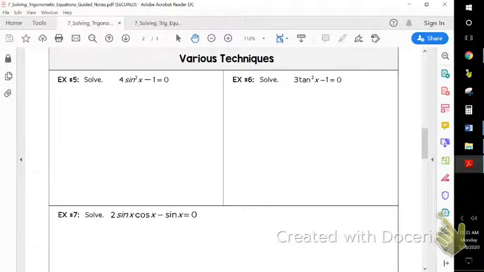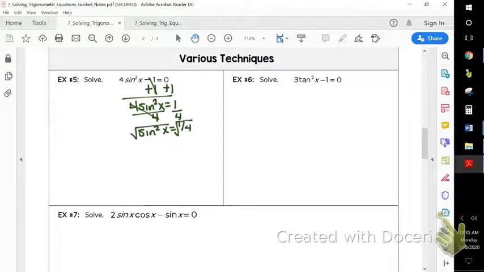So let's look at example 5 here. It says 4 sine squared of x minus 1 equals 0. So we want to get sine of x by itself, but first we need to get that sine squared. So I'm going to move the 1 over, and I'm going to divide by the 4. Now, we can't do anything with our unit circle with sine squared, but we know to get rid of a square, we can take the square root. And so we're going to get sine of x equals.